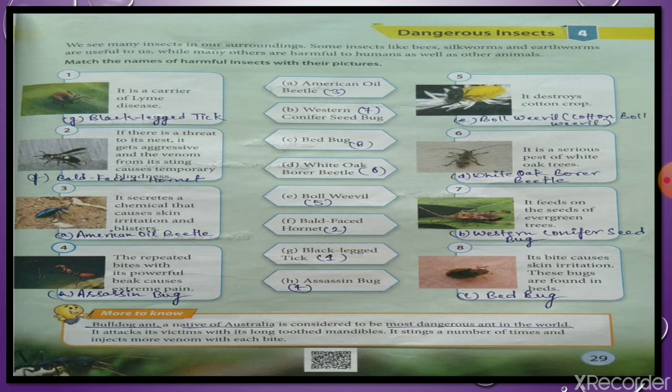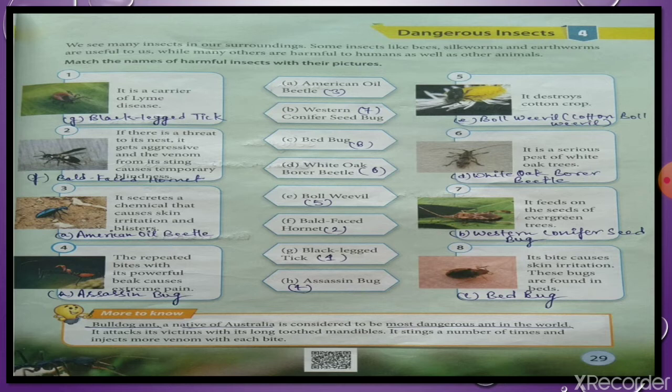Then fifth one, it destroys cotton crop. So it is the option E, that is boll weevil, which is also called cotton boll weevil. It destroys a cotton crop. Sixth one, it is a serious pest of white oak trees. So this is the option D, that is white oak borer beetle.